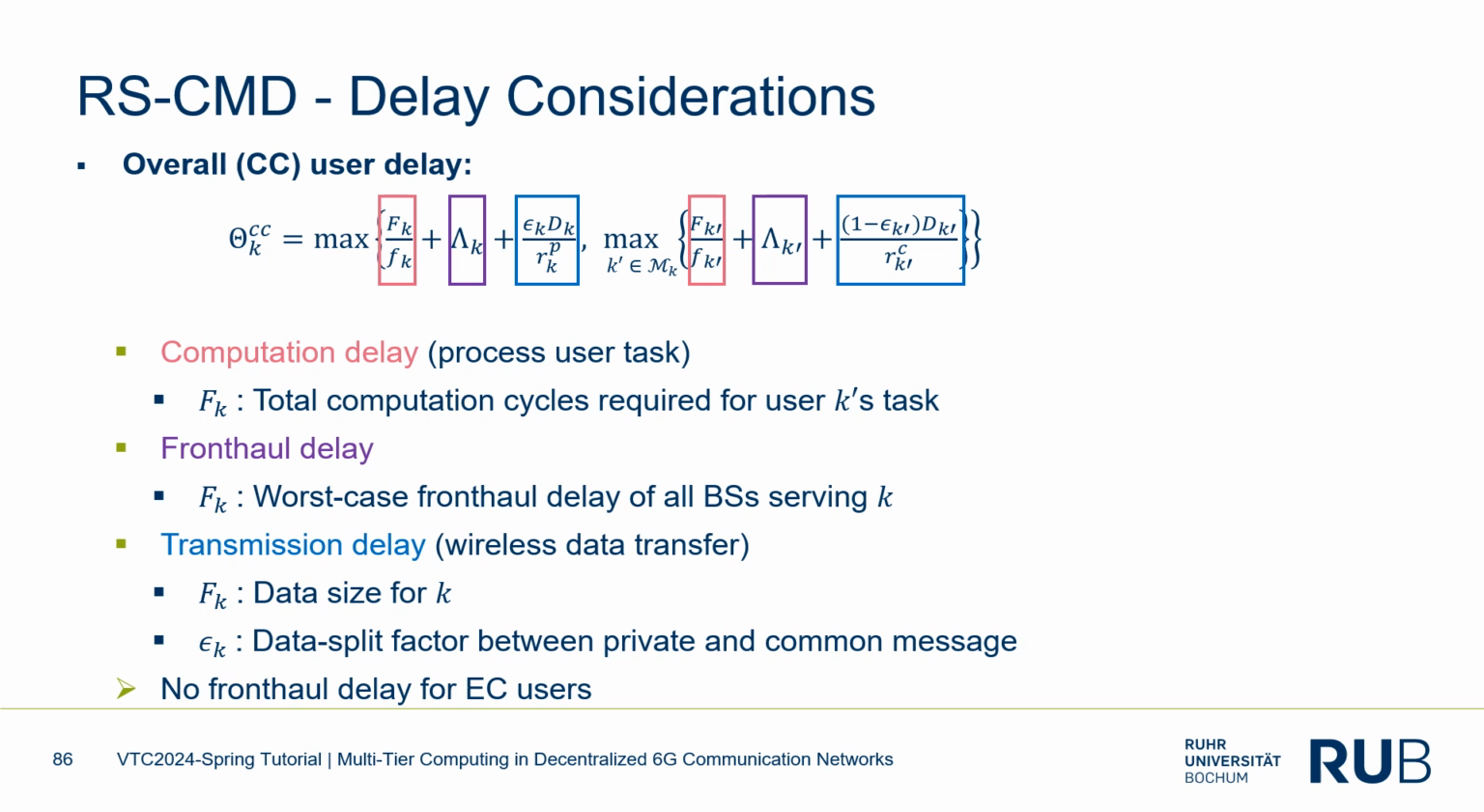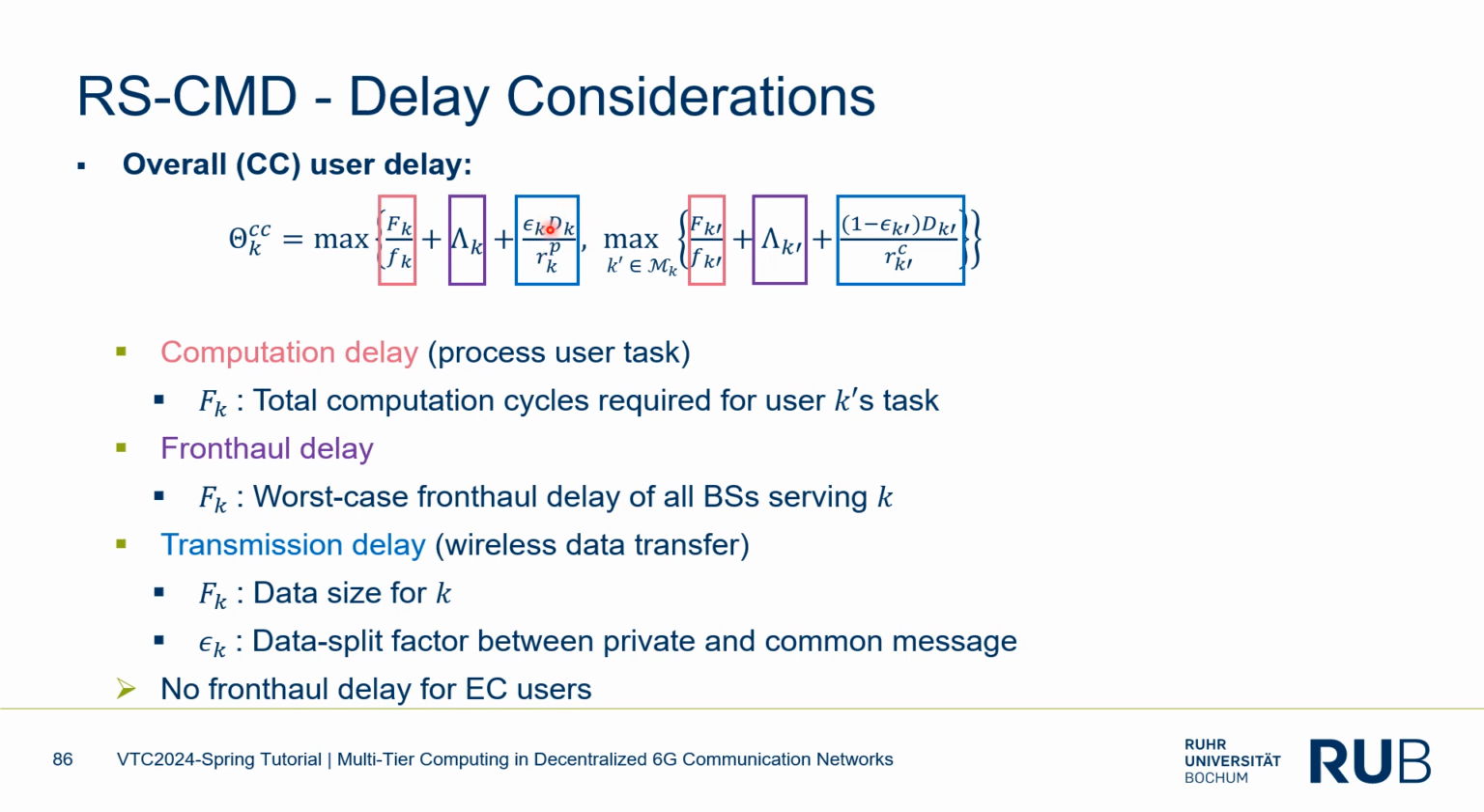Now, for the perspective of rate splitting and common message decoding, some of those delay considerations are changing. The overall user delay in this case is determined by a maximum function. And first of all, we have the private message. The private message consists of a computation delay, which is unchanged, the fronthaul delay, which is unchanged, and now a transmission delay, where we have an additional factor, which is referred to as epsilon k, determined as the data split factor between the private and common message.